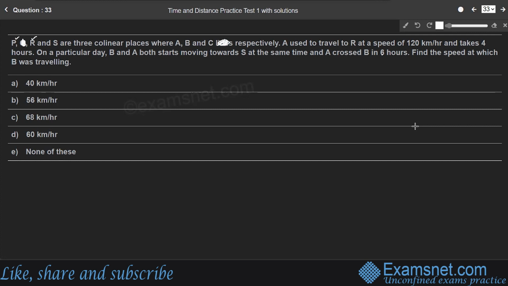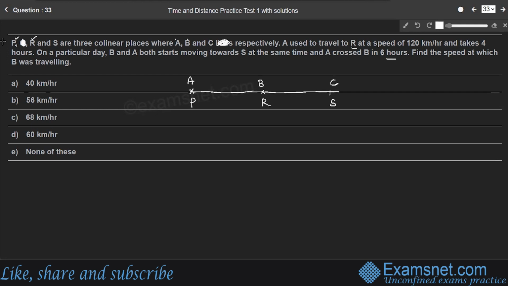So here, students, three persons A, B and C lie in three different places, P, R and S respectively. A used to travel to R at a speed of 120 km per hour and takes 4 hours. On a particular day, B and A both start moving towards S at the same time and A crossed B in 6 hours. Find the speed at which B was traveling. So students, we will consider three places P, R and S, where three persons A, B and C live.